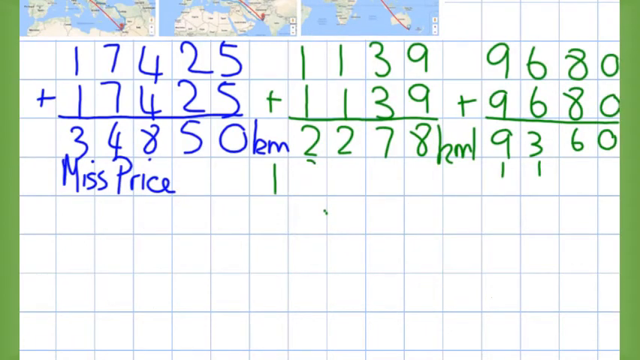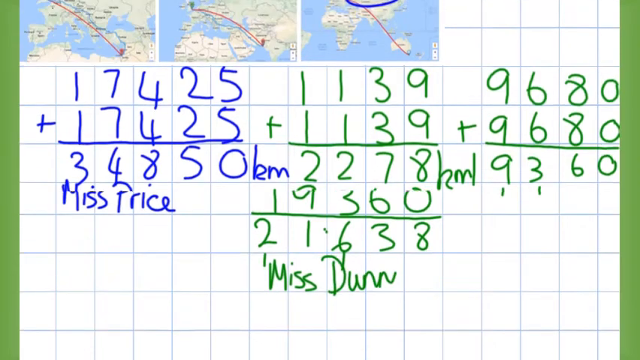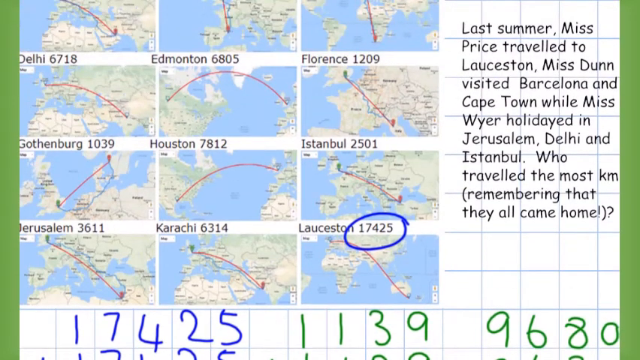So 19,360. Whoops, that gives me 8, 3, 6, 9, 11, 21,638. So who's in the lead so far? Miss Price is still in the lead so far, isn't she? Mind you, Miss Wire did have 3 holidays. So let's see if she got further than Miss Price.